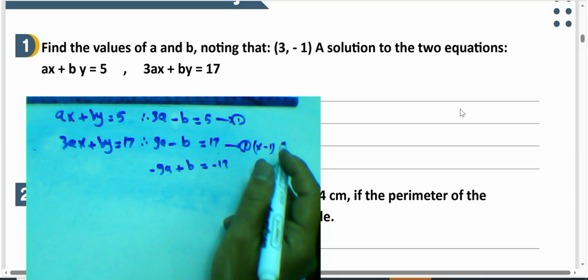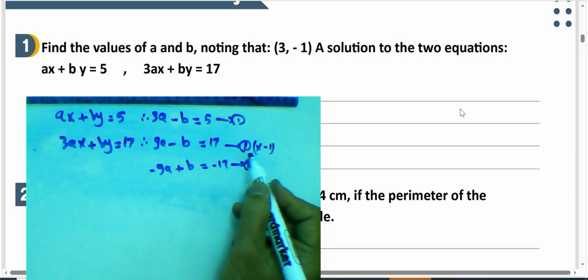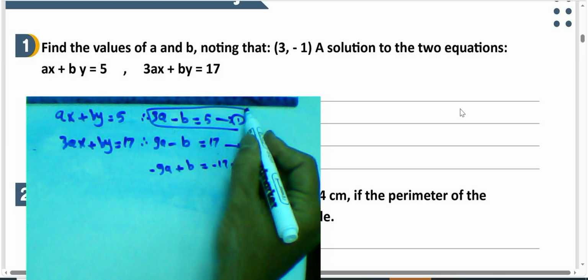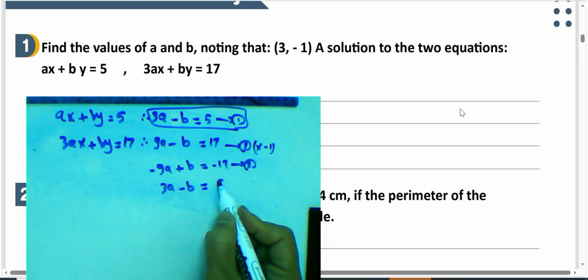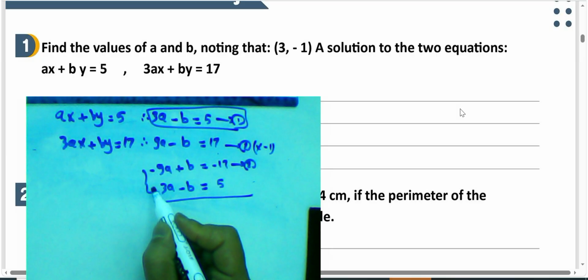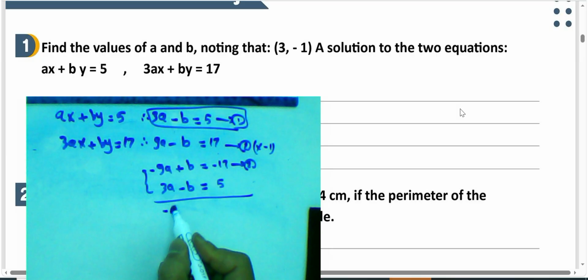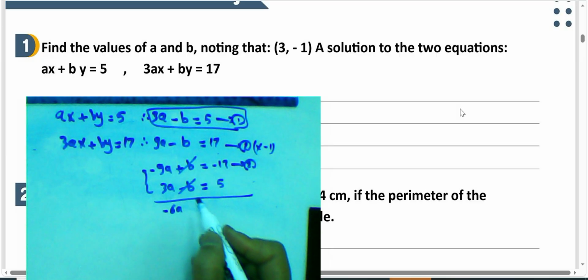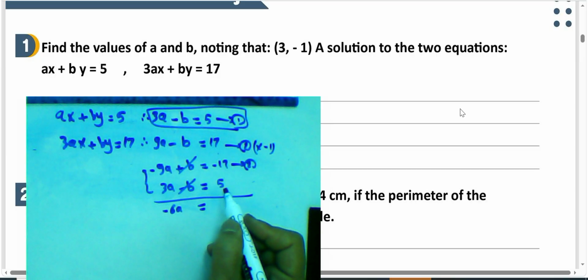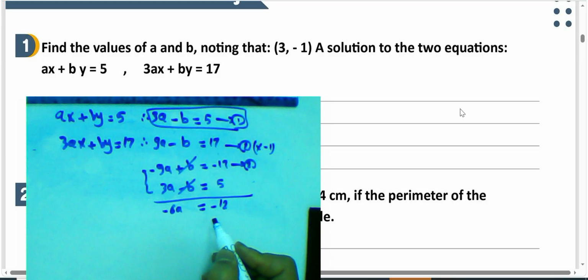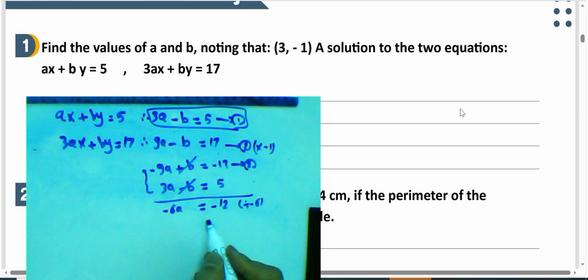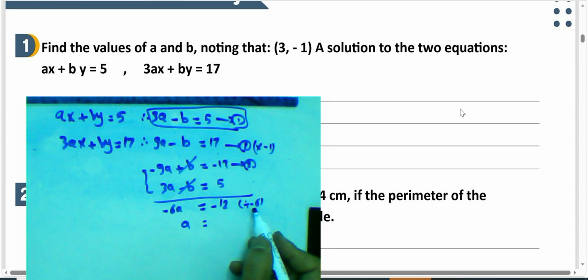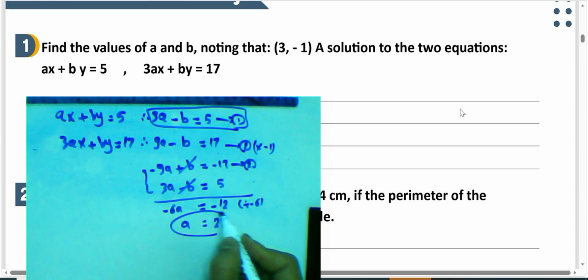Okay, this is equation number 2, multiplied by negative 1. And in equation number 1, we have 3a minus b equivalent to 5. We can add together here: negative 9 plus 3 is negative 6, then we have negative 6a, and b cancels. Negative 17 plus 5 is negative 12. Next step, we can divide by negative 6. Then the value of a equals negative 12 divided by negative 6, which is 2. The value of a equals 2.